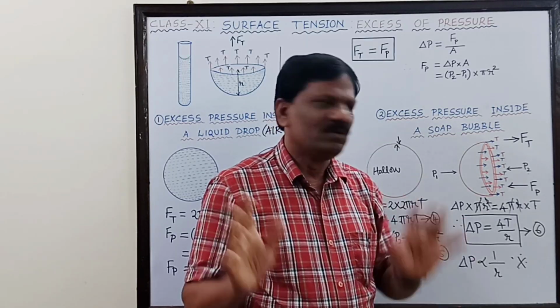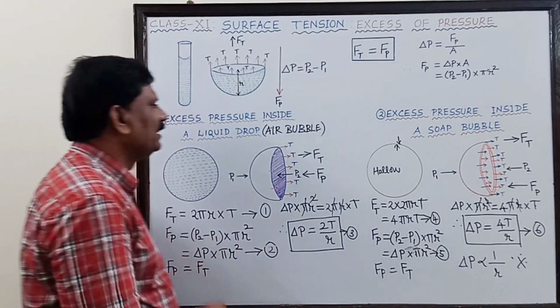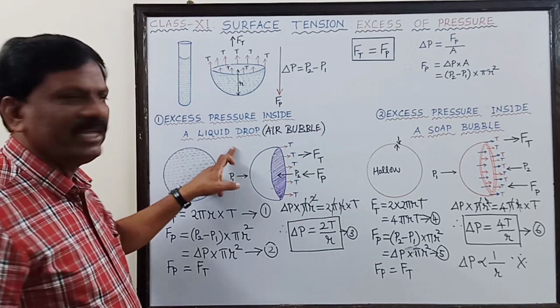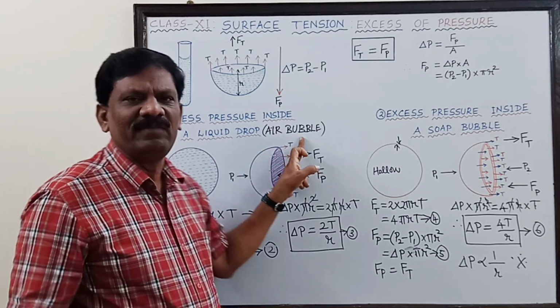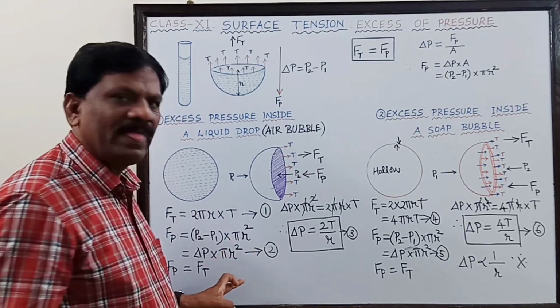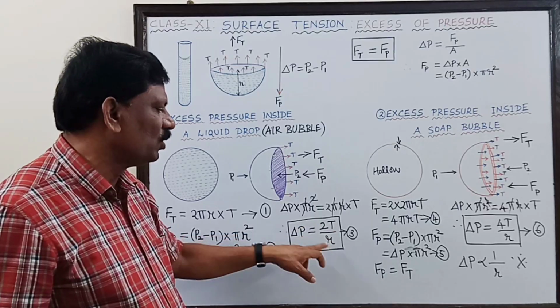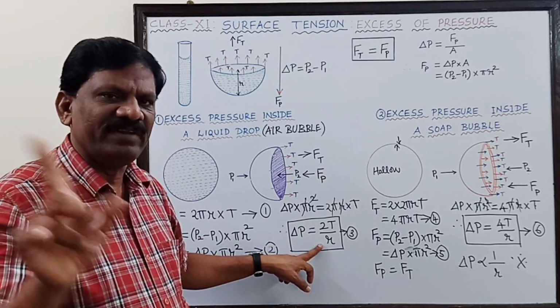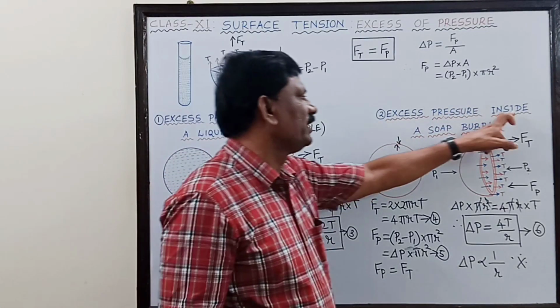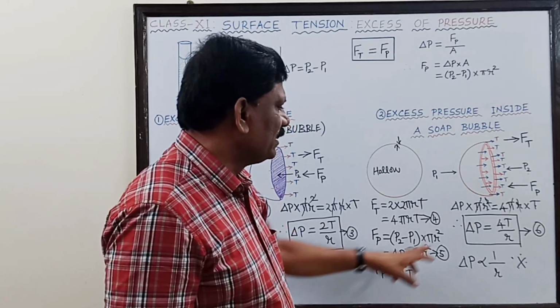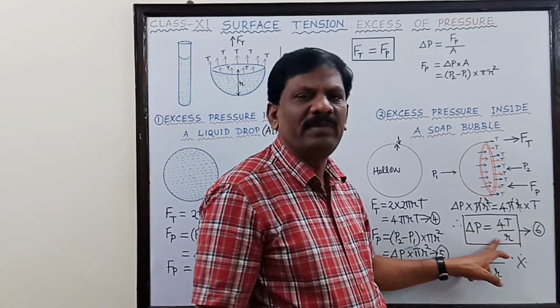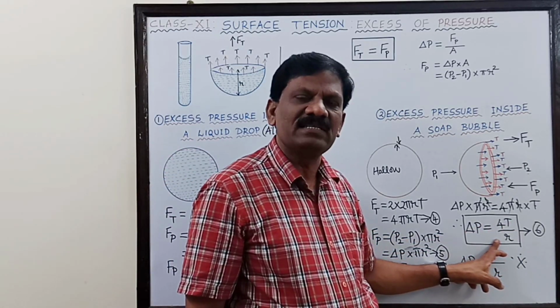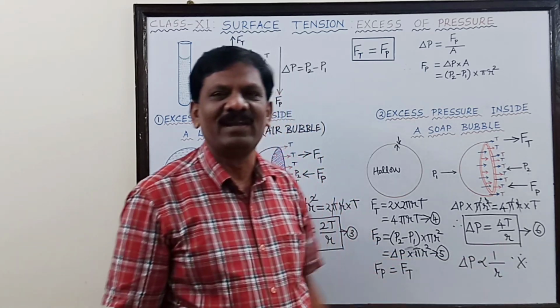So my dear students, you have to remember that the excess pressure inside a liquid drop as well as an air bubble will follow the same derivation, and the expression is delta P equal to 2t by r for one free surface, and the excess pressure inside a soap bubble is delta P equal to 4t by r because it is having two free surfaces. I hope you must have understood well. Fine.